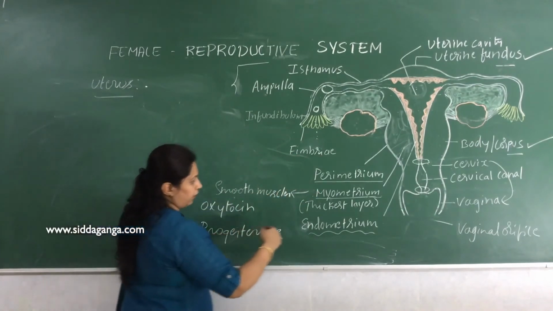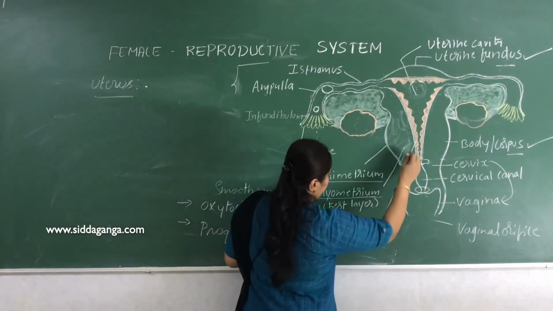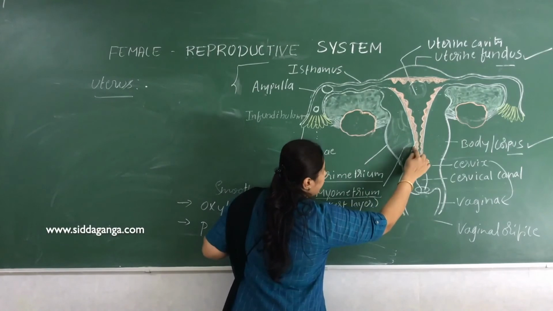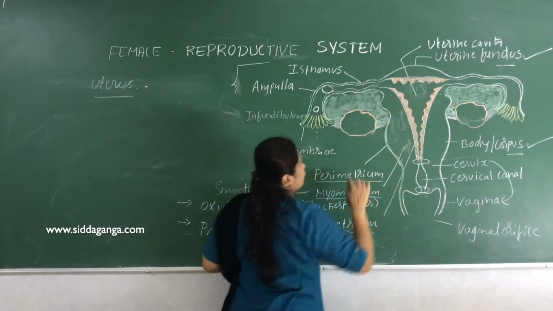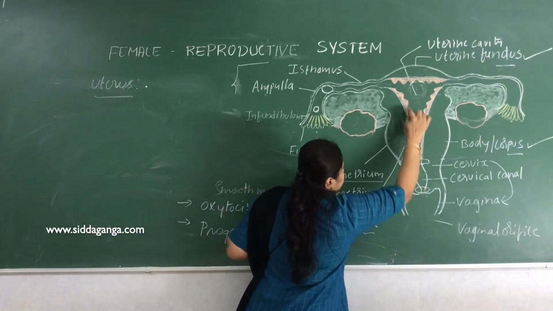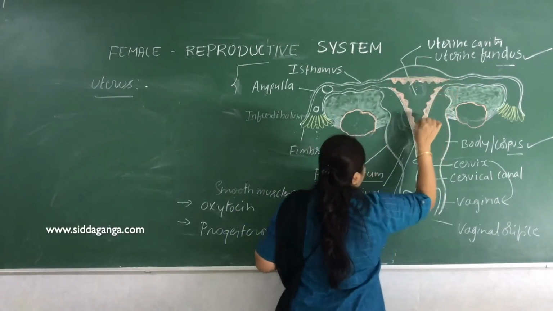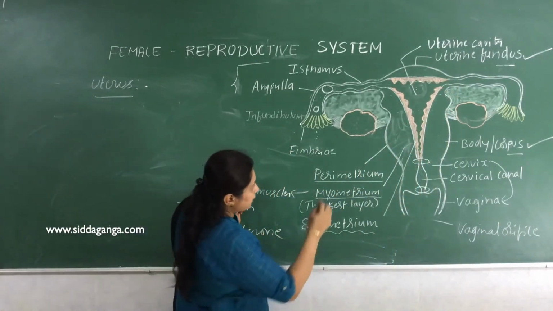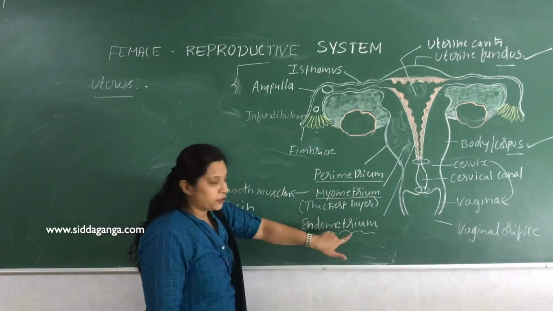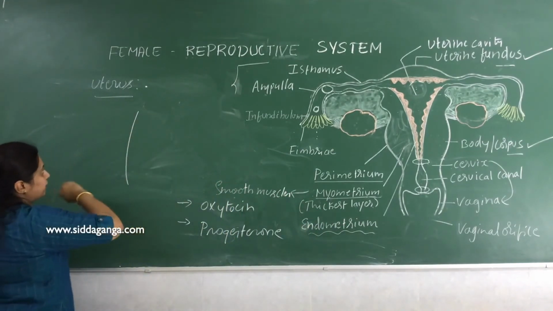Now come to the innermost layer of the uterus, inner to the myometrium. The innermost layer is called the endometrium. This is the layer where the implantation of the blastocyst will occur. Are you seeing this orange color line now? This is the endometrium, and it lines the uterine cavity. In the endometrium also there are two layers. See here, the two layers of the endometrium.